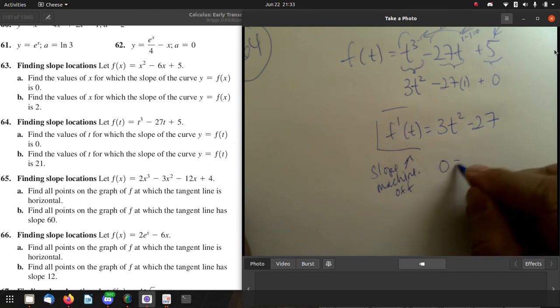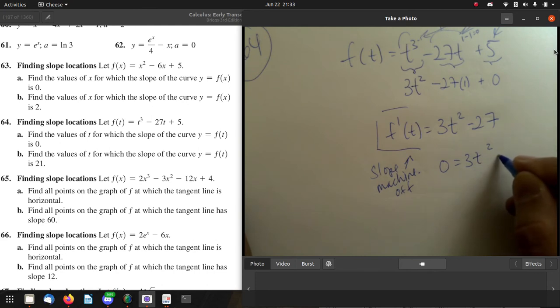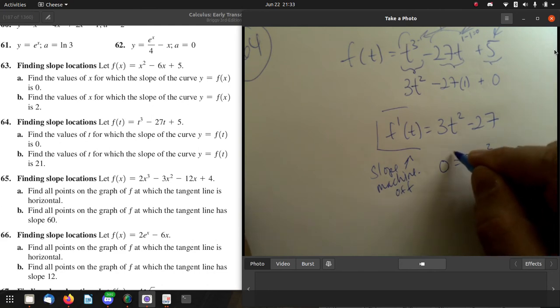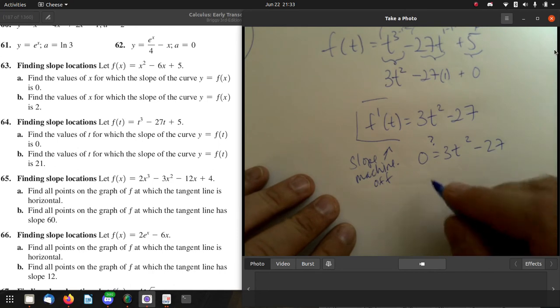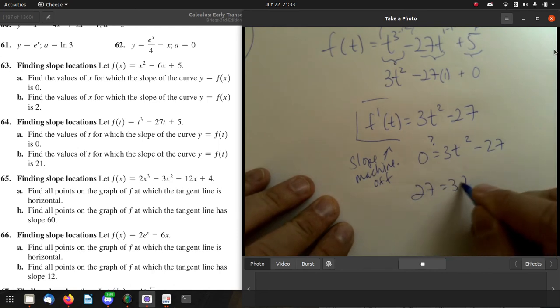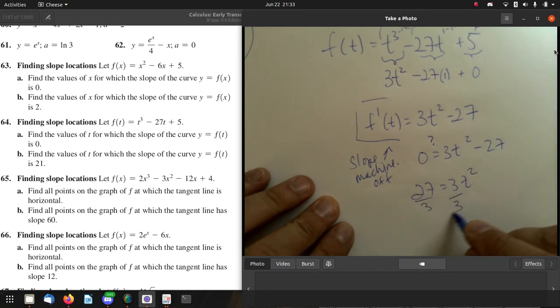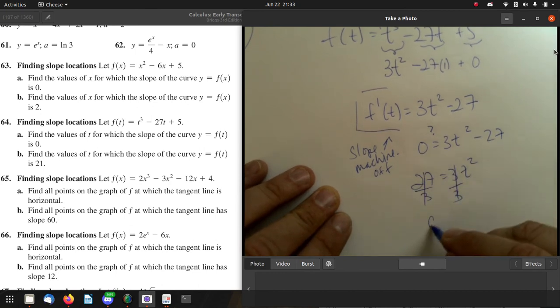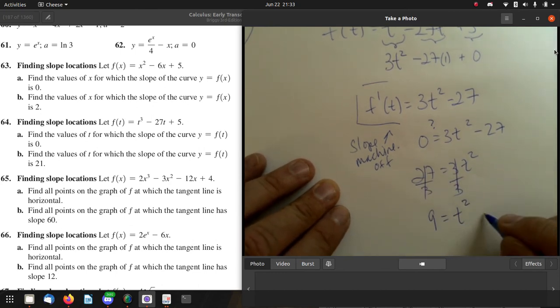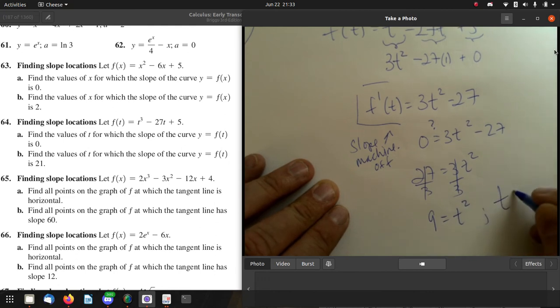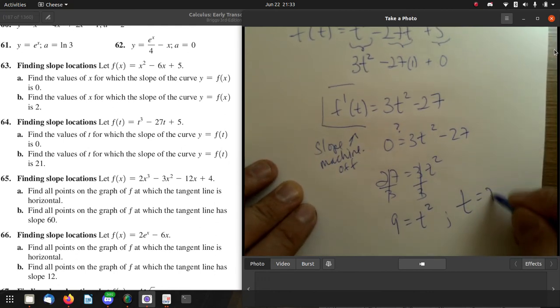Now I can have 0 here equal to 3t squared minus 27. I could say, when is it equal to 0? And I get 27 equals 3t squared. I'm going to divide that 3 on both sides. This side will be 9. And I'm going to get that t equals the square root of 9. Again, when you write the square root in your math, that means it's going to be negative 3 and positive 3.